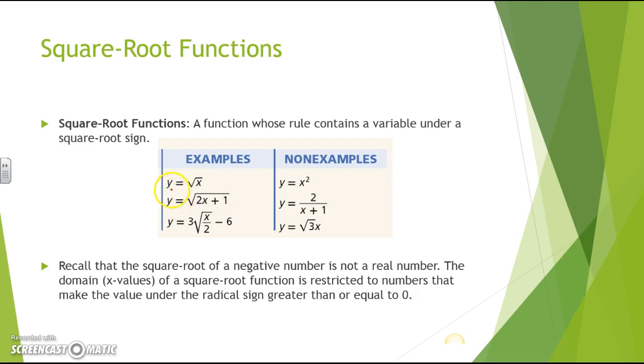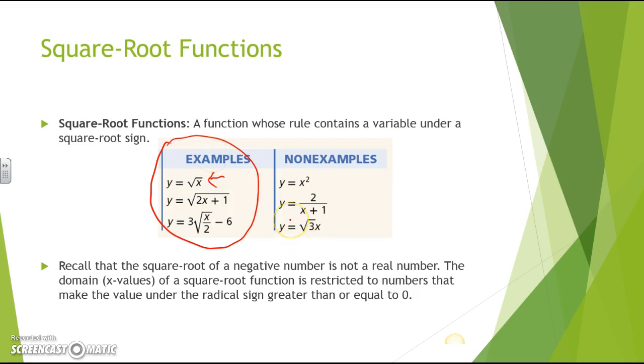So an example of a square root function would be y equals the square root of x, y equals the square root of 2x plus 1, y equals 3 times the square root of x over 2 minus 6. All of these are examples because they have the square root sign associated with them.